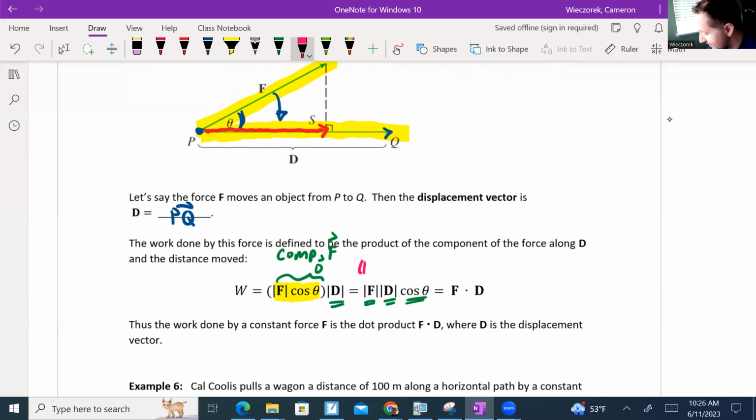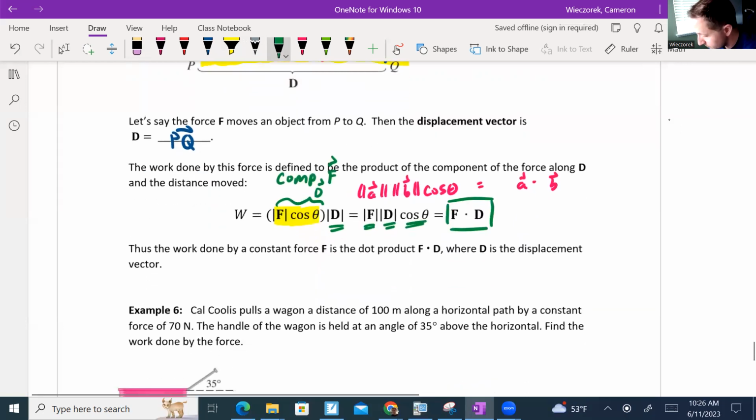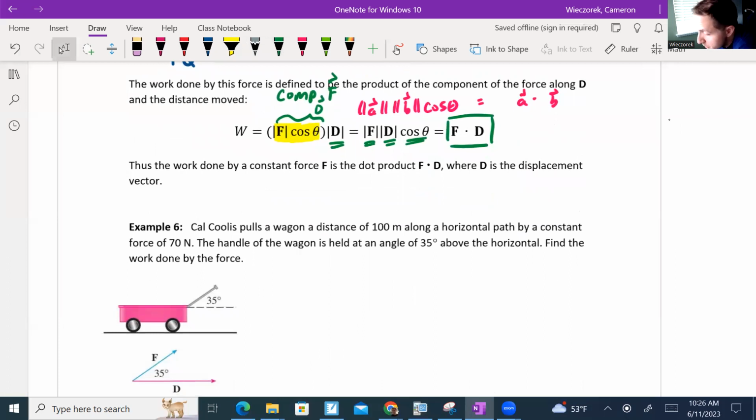But that looks a lot like something we saw earlier. Looks a lot like magnitude A, magnitude B, cosine theta. That was just the dot product of our two vectors. So that's exactly what this is. The work done in moving an object with a force of F, a distance D, is just the dot product of the force vector and the displacement vector. Sometimes you might be given the displacement vector, in which case you can actually calculate the dot product directly with sums and products. Sometimes you might be given the angle, and you might have to actually take the magnitude of the force times the distance times the cosine of the angle between them.